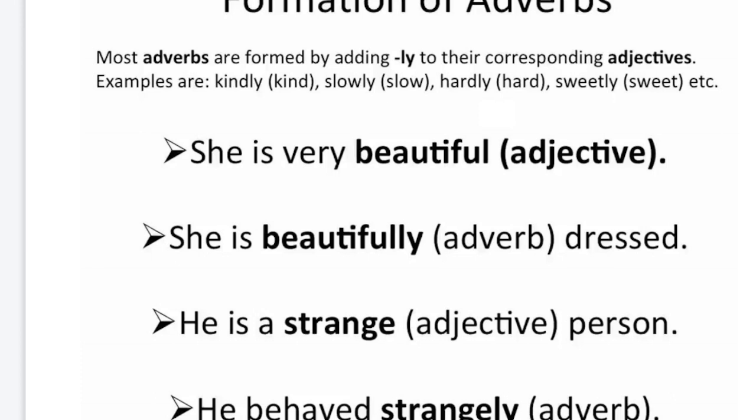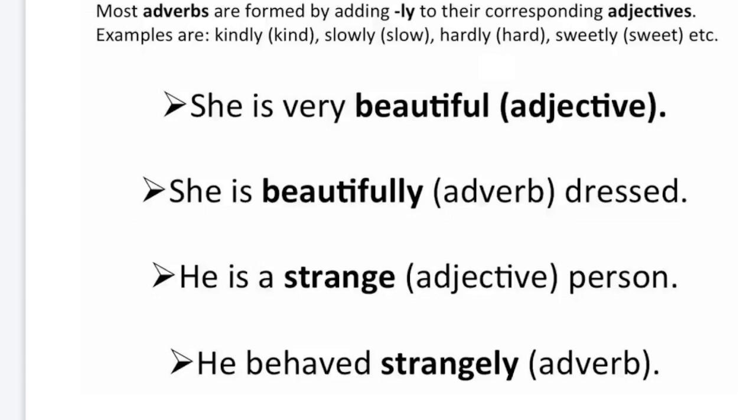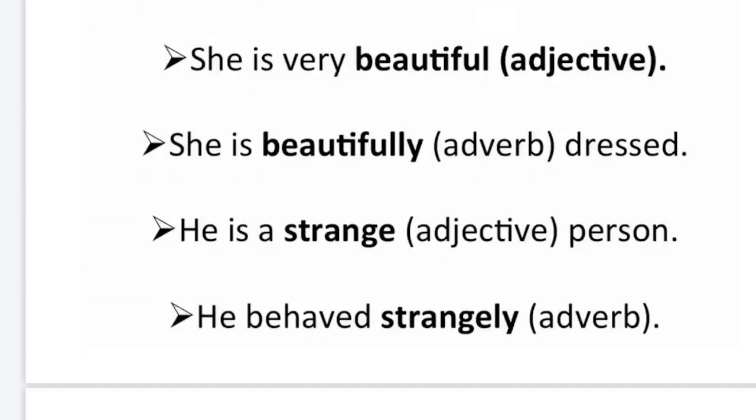He is a strange person. Here person is a noun. Person, place, thing is a noun. Now strange is therefore an adjective, because what kind of person? Strange. Strange word is used for person. Similarly, he behaved strangely. Here behaved is a verb and strangely is describing how he behaved. So it is modifying a verb, therefore it is an adverb. So with strange we added ly, it became an adverb.